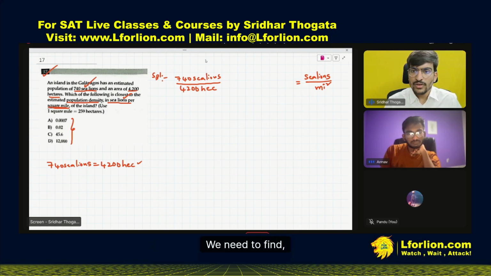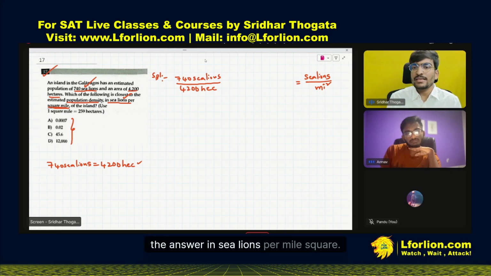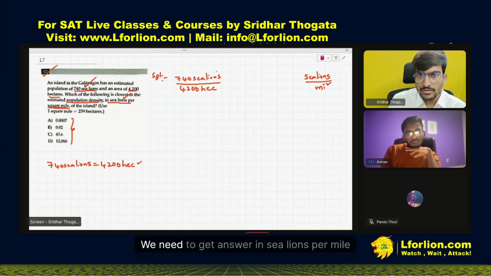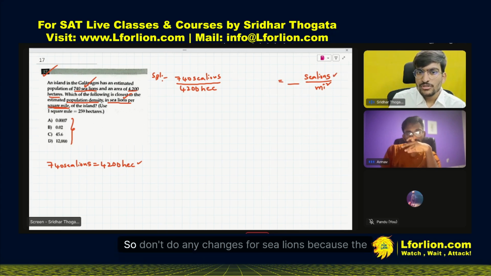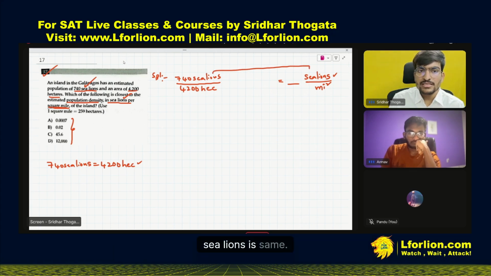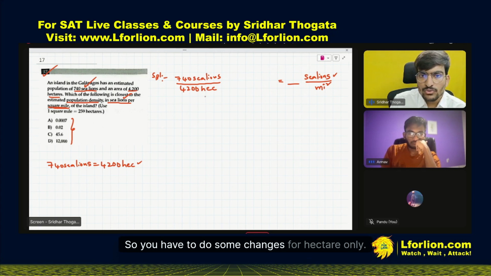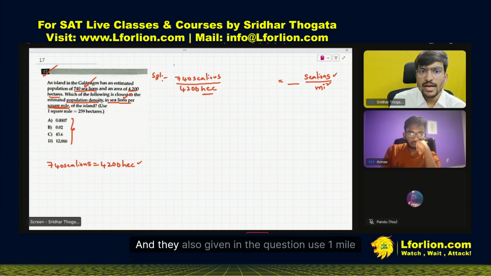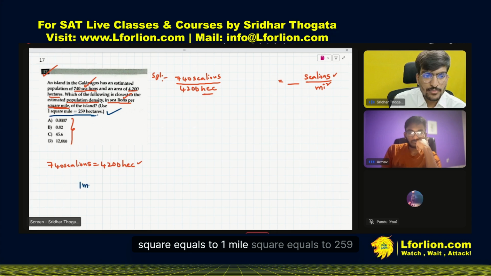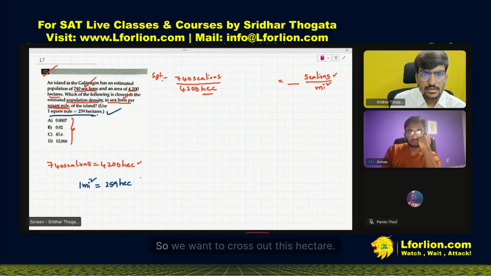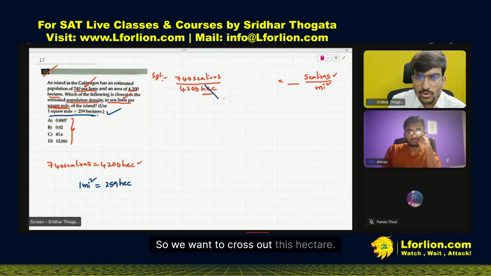We need to find the answer in sea lions per mile square. So don't make any changes to the sea lions because they stay the same. You only have to make changes for the hectare. They also gave in the question: use 1 mile square equals 259 hectares. So we want to cross out this hectare.